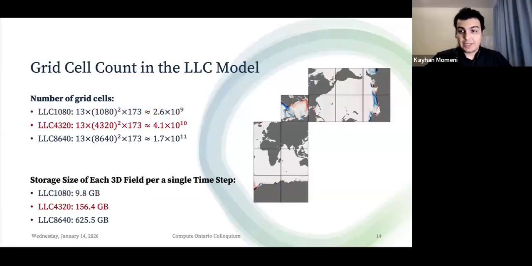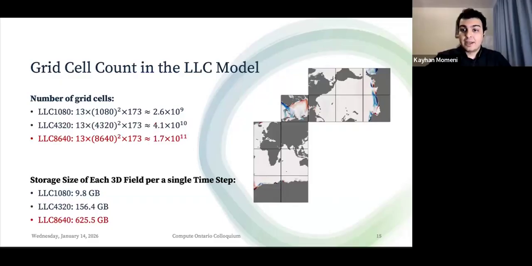Now, LLC 4320, this is, I would say, the current state-of-the-art model in the community. This has on the order of 10^10 grid cells. One snapshot of a single 3D field is around 150 gigabytes. And to run it on Trillium, we need essentially the maximum allowed node allocation per job, 110 nodes, just to integrate the model forward at roughly one simulated day per wall clock day. With fewer nodes, we simply run out of memory. We can't start the simulation.